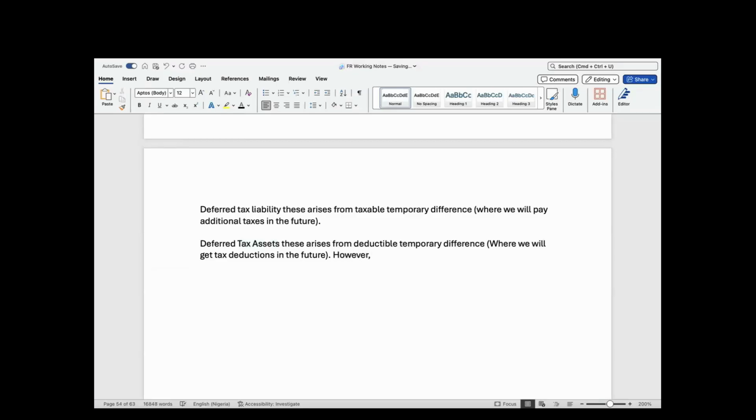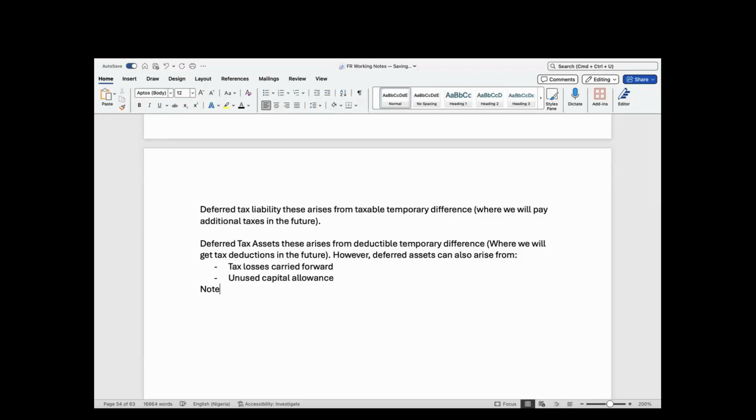However, deferred tax assets can also arise from tax losses carried forward. Tax losses carried forward, because when you have tax losses that you are carrying forward, it will make you have tax deduction in the future. Also, is unused capital allowances. If you have any capital allowance that you have unused, you are going to carry it to the future. It will make you have tax deduction.